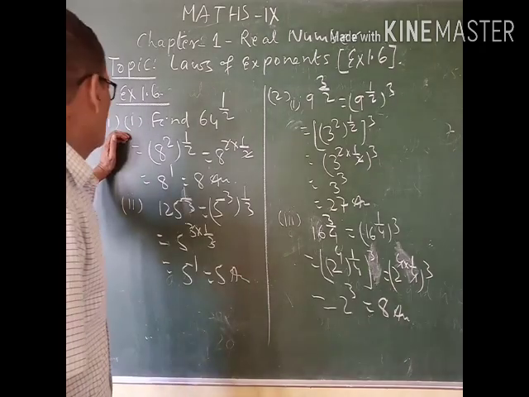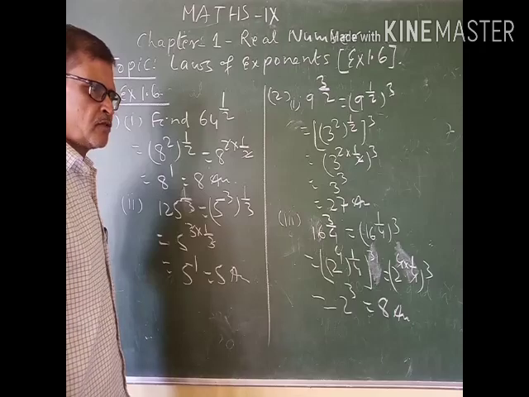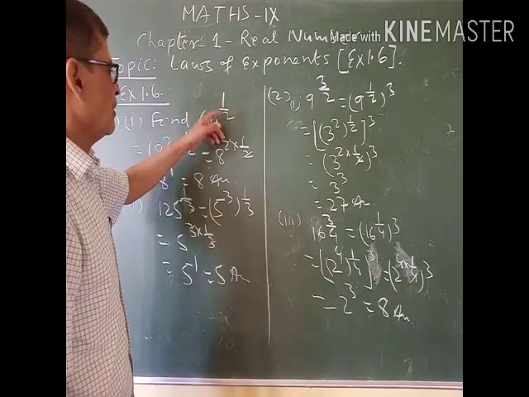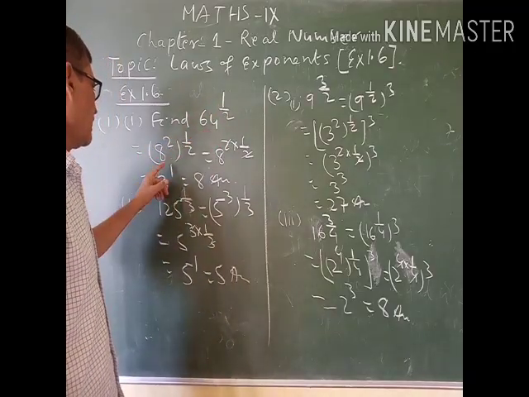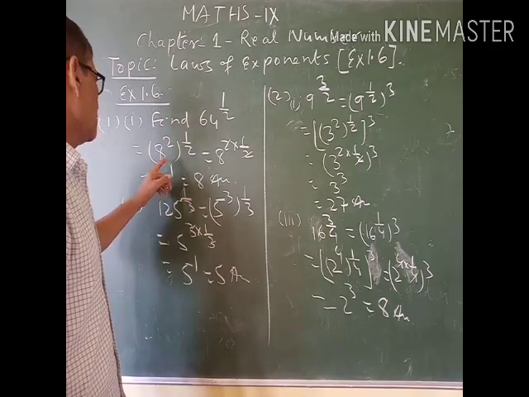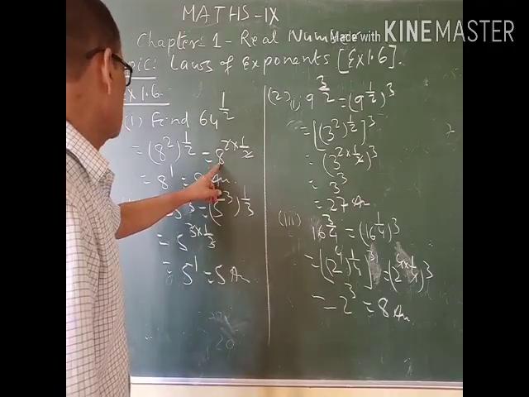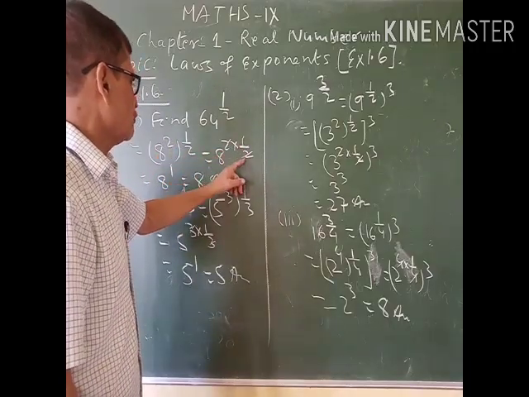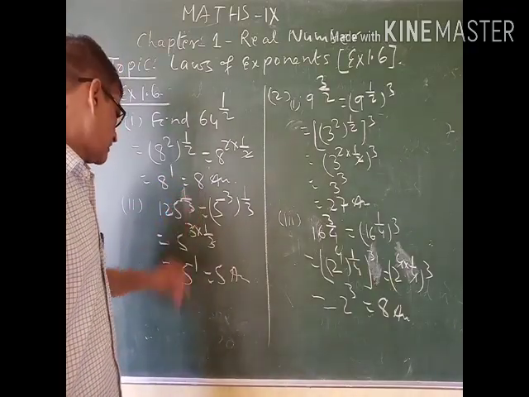Now I am solving some problems on the basis of laws of exponent. You have to find out 64 to the power 1 by 2. You can write here for 64, 8 square, to the power 1 by 2. According to the exponent law, 8 square into 1 by 2, 2 is cancelled, 8 to the power 1, and you can write here 8.